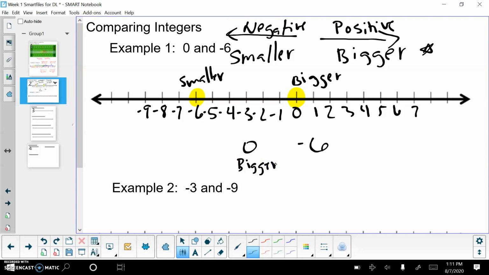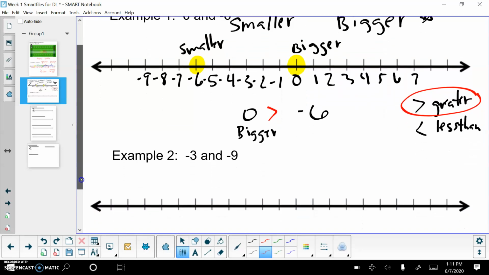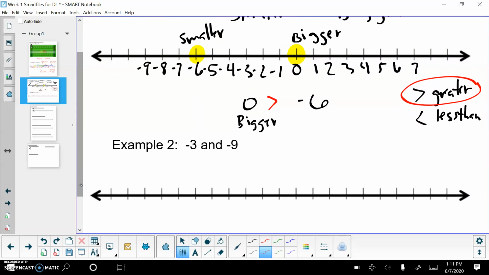Now, if you're trying to decide which symbol to use, you've got the greater than symbol, and today I'm just going to use greater than, and you've got the less than symbol. So if I'm thinking 0 is bigger than -6, then I want to use the greater than symbol because 0 is bigger, so 0 is greater than -6. And that's the way that that basically works. Now let's look at example number 2. Example number 2 is a little bit more complicated because it involves two negatives.